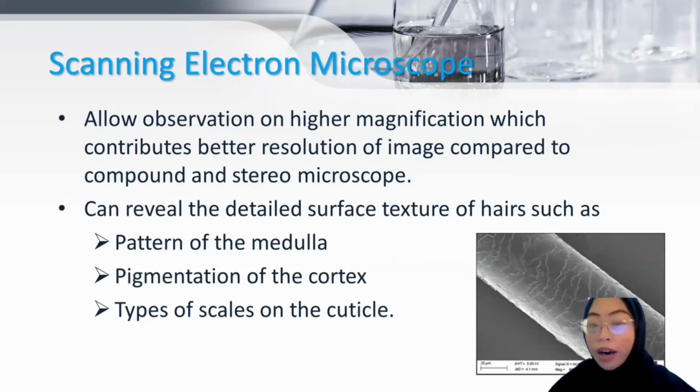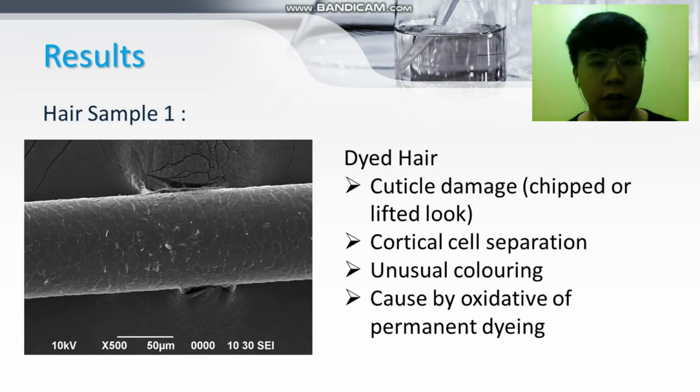The following are the samples for the hair analysis. This is the result of hair sample 1. This image is a dyed hair sample under the scanning electron microscope. As you can see from this image, the cuticle was damaged. There are shifted loop cuticles and also lifted cuticles. It also has separate cuticle cells and unusual coloring. All of this damage was caused by oxidative or permanent dyeing.